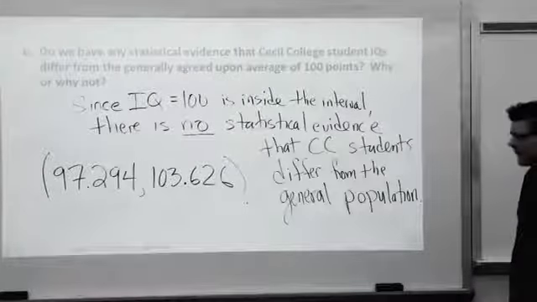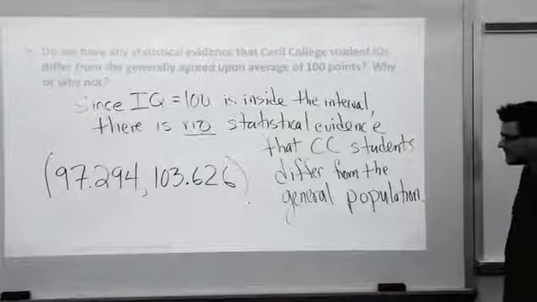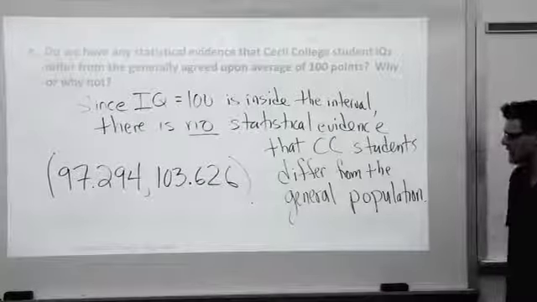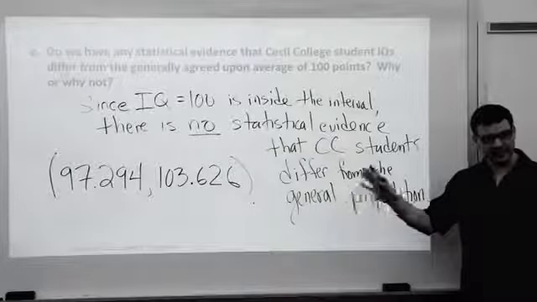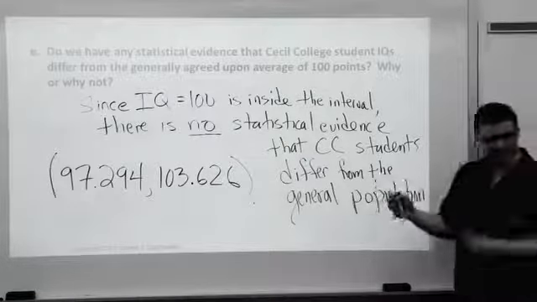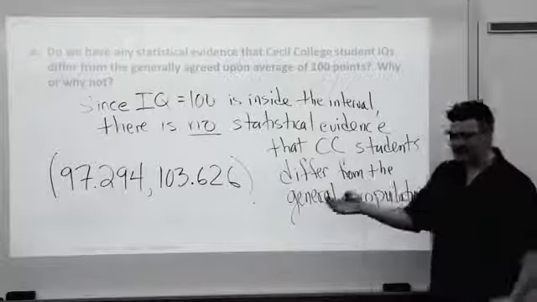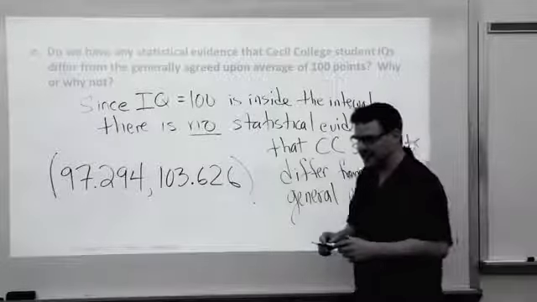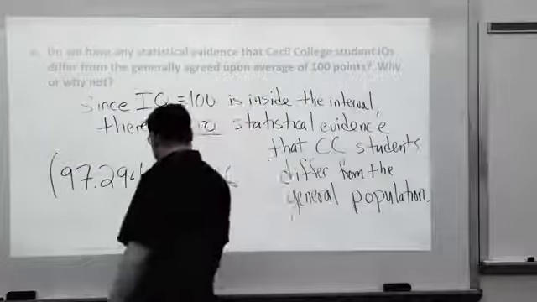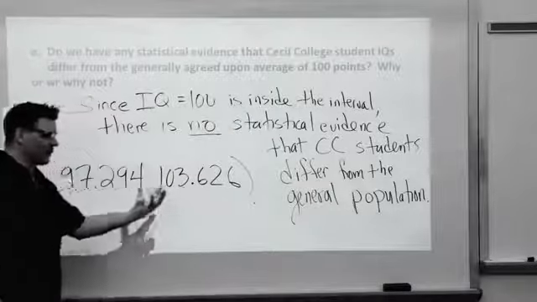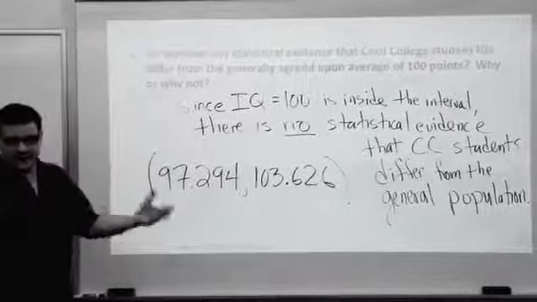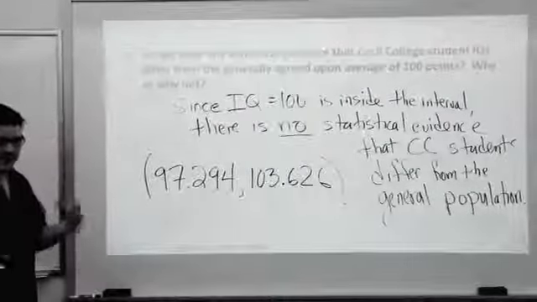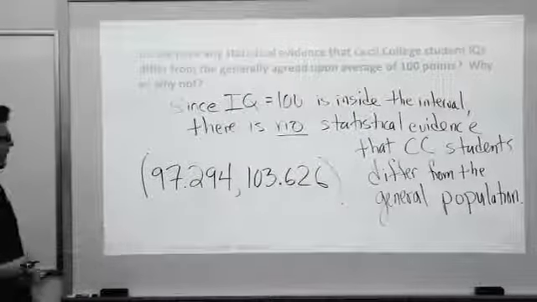Cecil students differ. What would I need to convince me that we're smarter than average? The whole interval there would need to be above 100, right? Then statistically speaking, we would have some evidence that at Cecil our IQs are higher on average than the general population. What if the opposite happens? If the whole interval was in the 90s or 80s or something, then I would have evidence that the average IQ here at Cecil is below average.